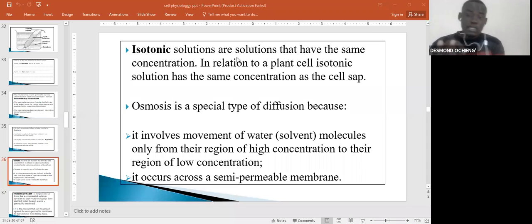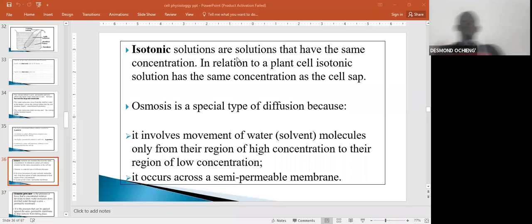I think it is important to ask such questions because I know they bring a lot of confusion, especially when you are in an examination situation and you are told to define osmosis and diffusion. Students always wonder, should I say water or should I say solutes? Now, osmosis, to be specific, is only dealing with solvent molecules or water molecules only.